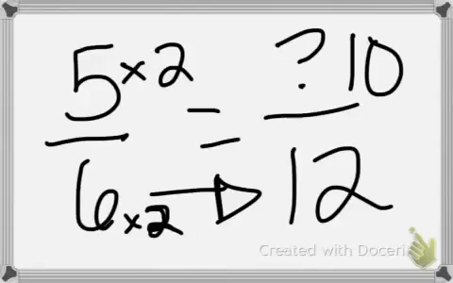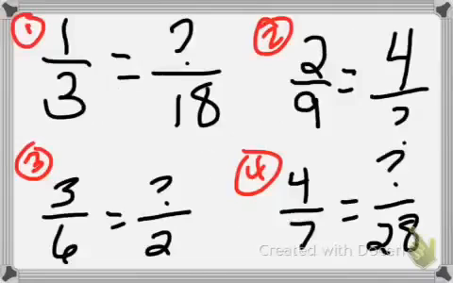I'm going to write down a couple for you to do. Okay, here are the 4 problems. 1/3 is equal to how many 18ths? 2/9 is equal to 4 what's? 3/6 is equal to how many halves? And 4/7 is equal to how many 28ths? Pause and solve them all.